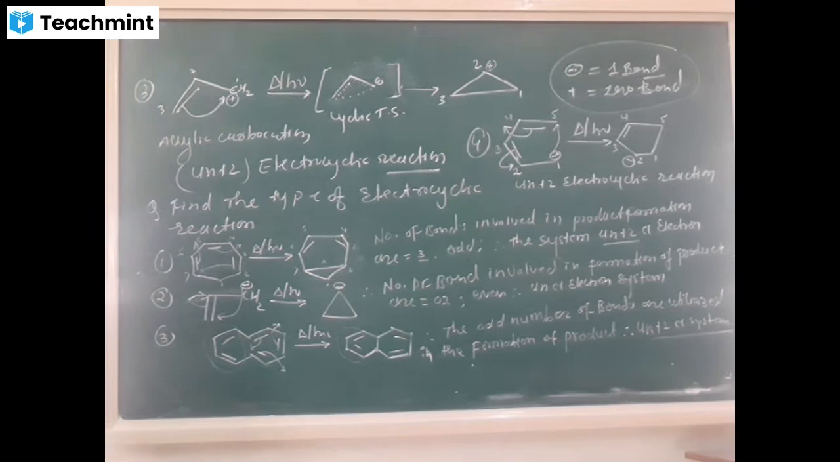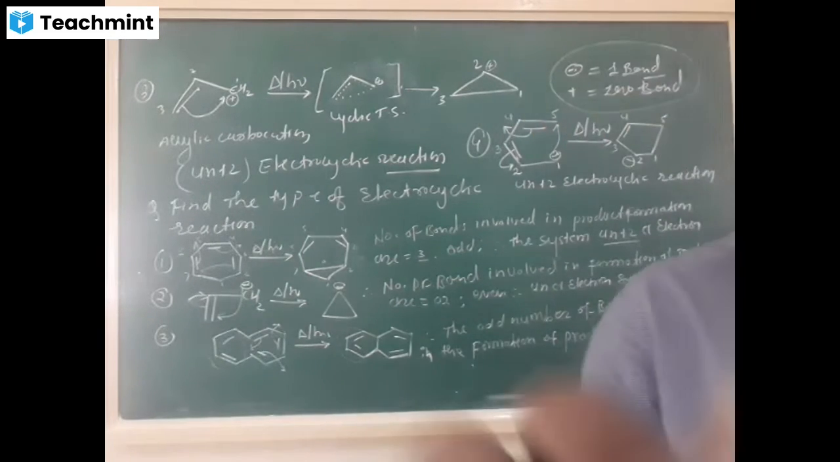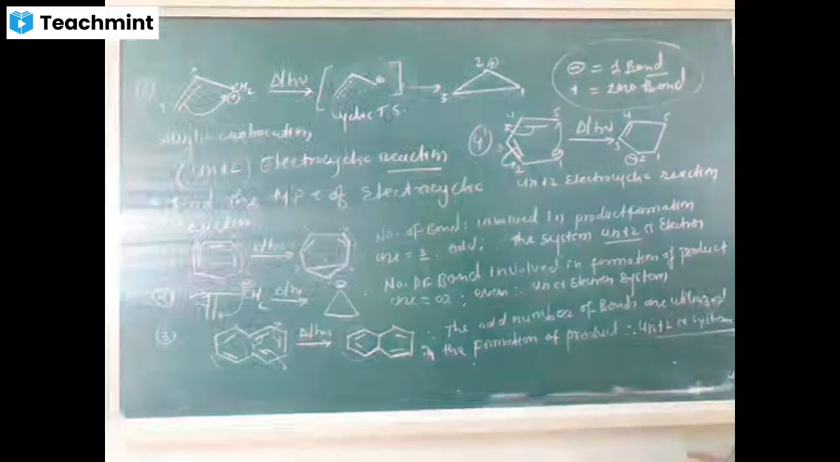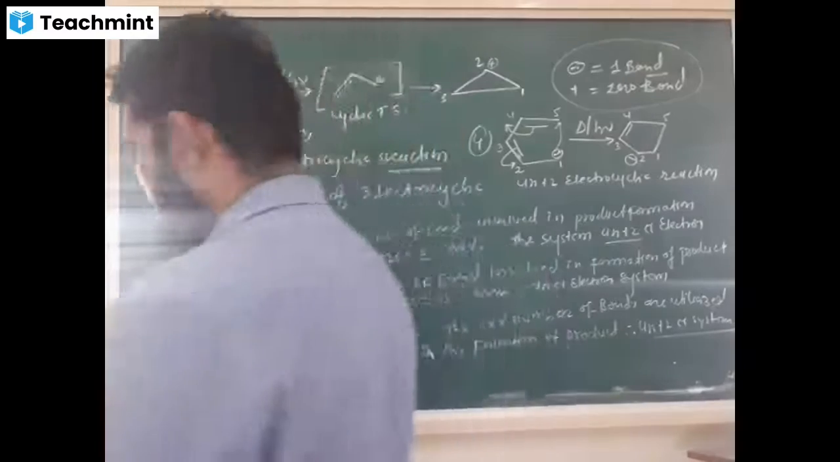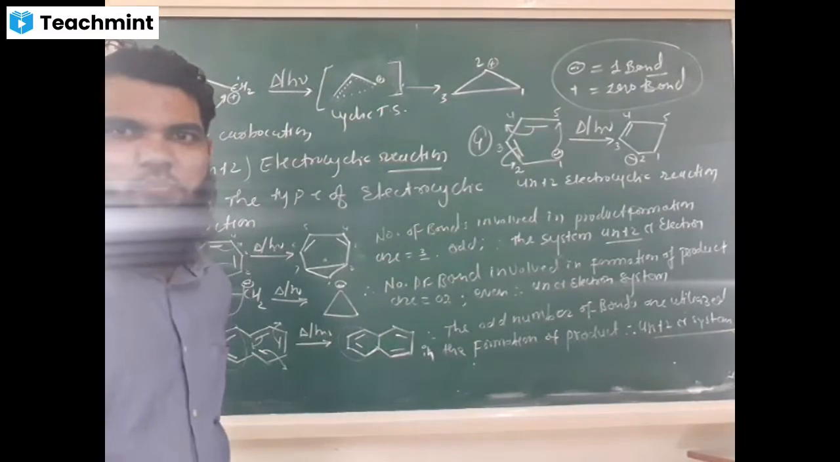In electrocyclization reactions there are two rotations, one is conrotation and the other is disrotation. So what are conrotation and disrotation that we have to learn in today's lecture? Okay?